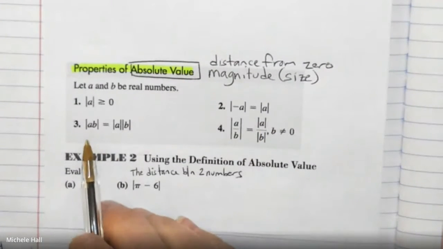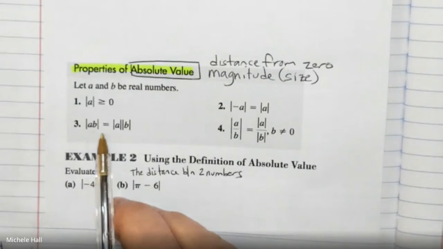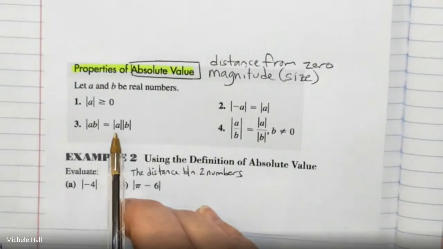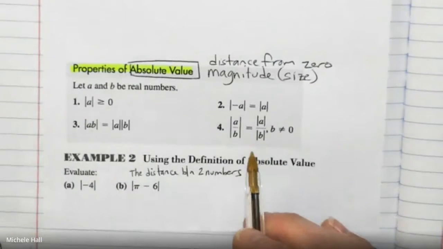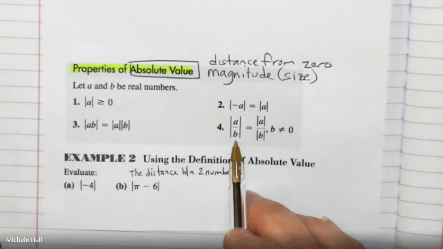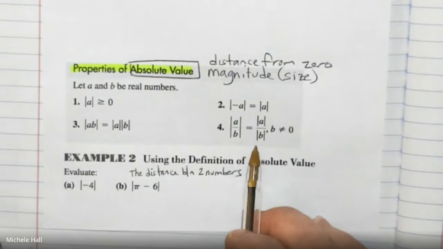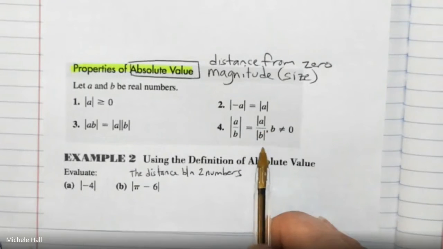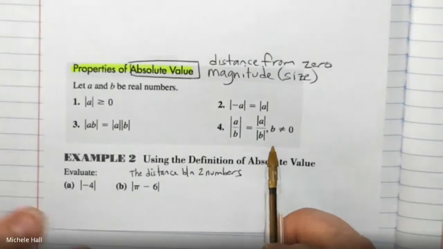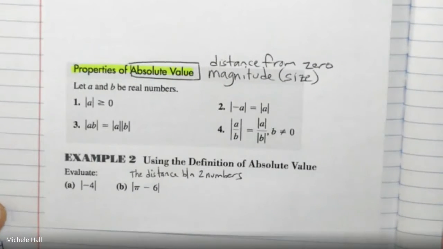We know that the absolute value of A times B is the same thing as the absolute value of A times the absolute value of B. This would also be true for division. The absolute value of A divided by B is exactly the same thing as the absolute value of A divided by the absolute value of B. And B cannot be 0. That would be an undefined number.